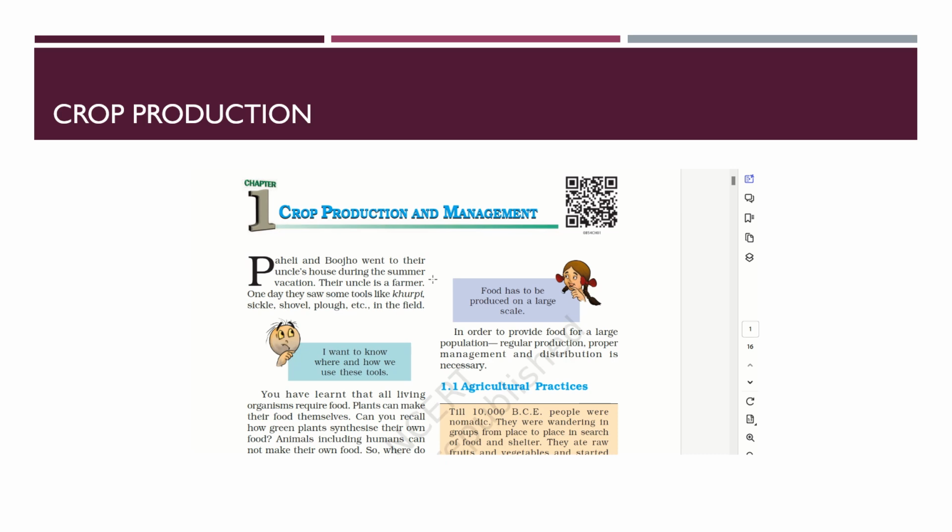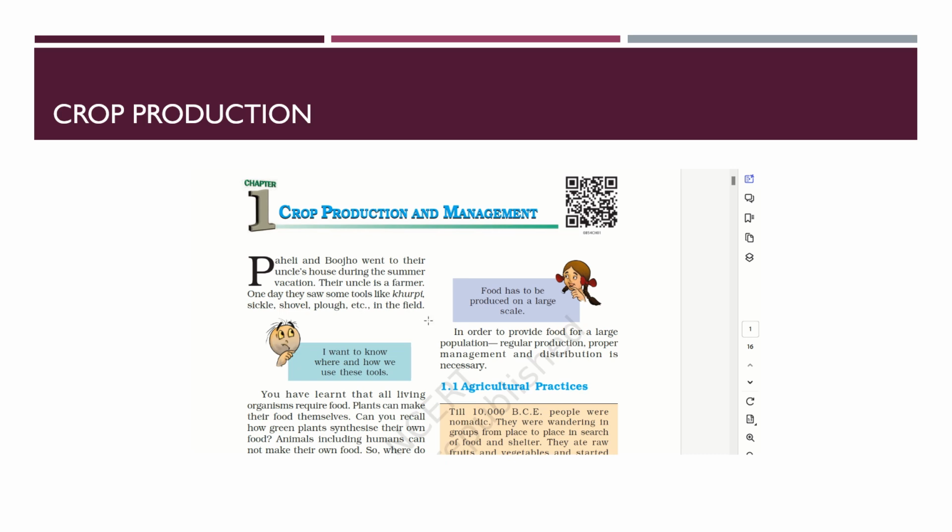Their uncle told them that plants can prepare their food by themselves, but can we prepare food for ourselves? We need food for ourselves, and animals also need food for survival. So who gives us the food? We get the food from the green plants which synthesize their own food. So there is a great need of crop production and agricultural practices, and we are going to focus on that in today's lesson.